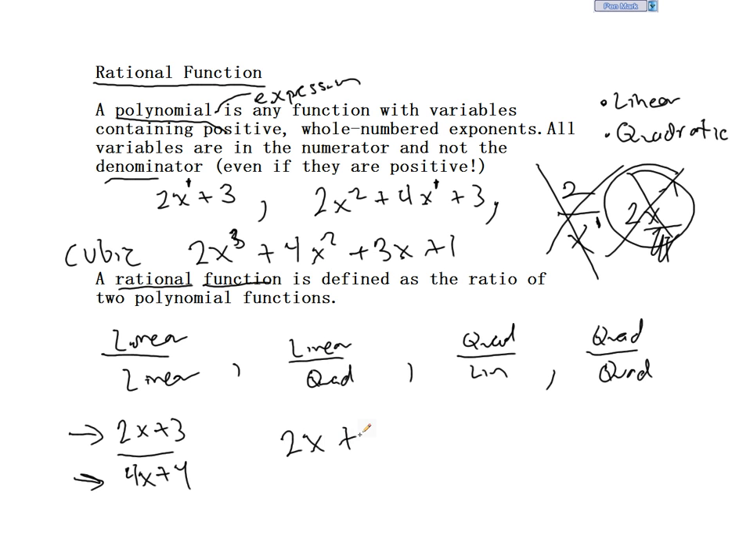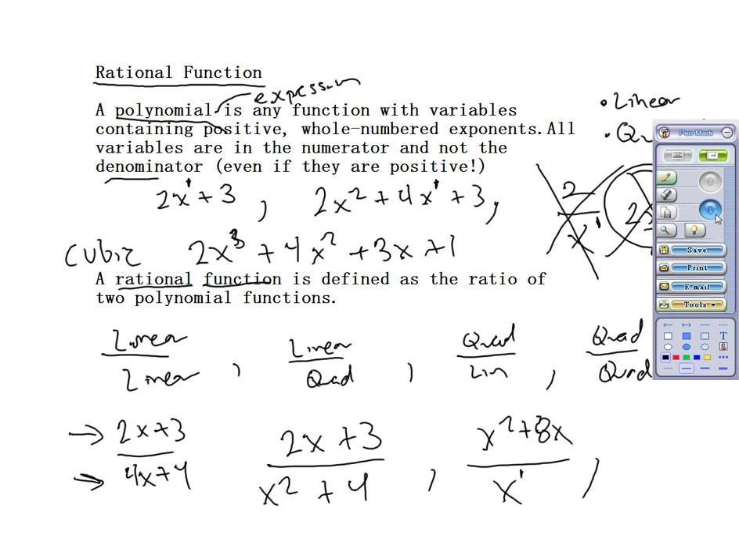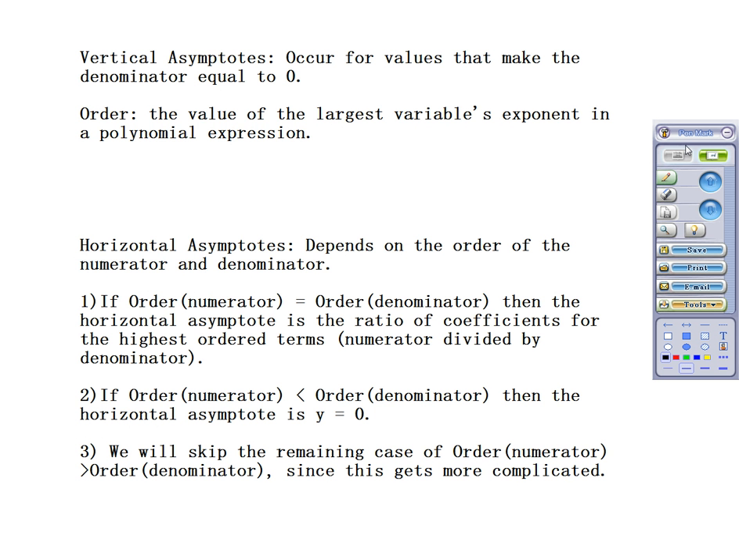Similarly, a linear over quadratic could be something like this. That would be a linear over a quadratic. Or x squared plus 8x divided by x. Well, that's a quadratic over a linear because the biggest power is a 1 here, and that's what we mean by a linear function. Quadratic over quadratic, well, you can take the ratio of two quadratics, and there you have it. So that's what a rational function is.